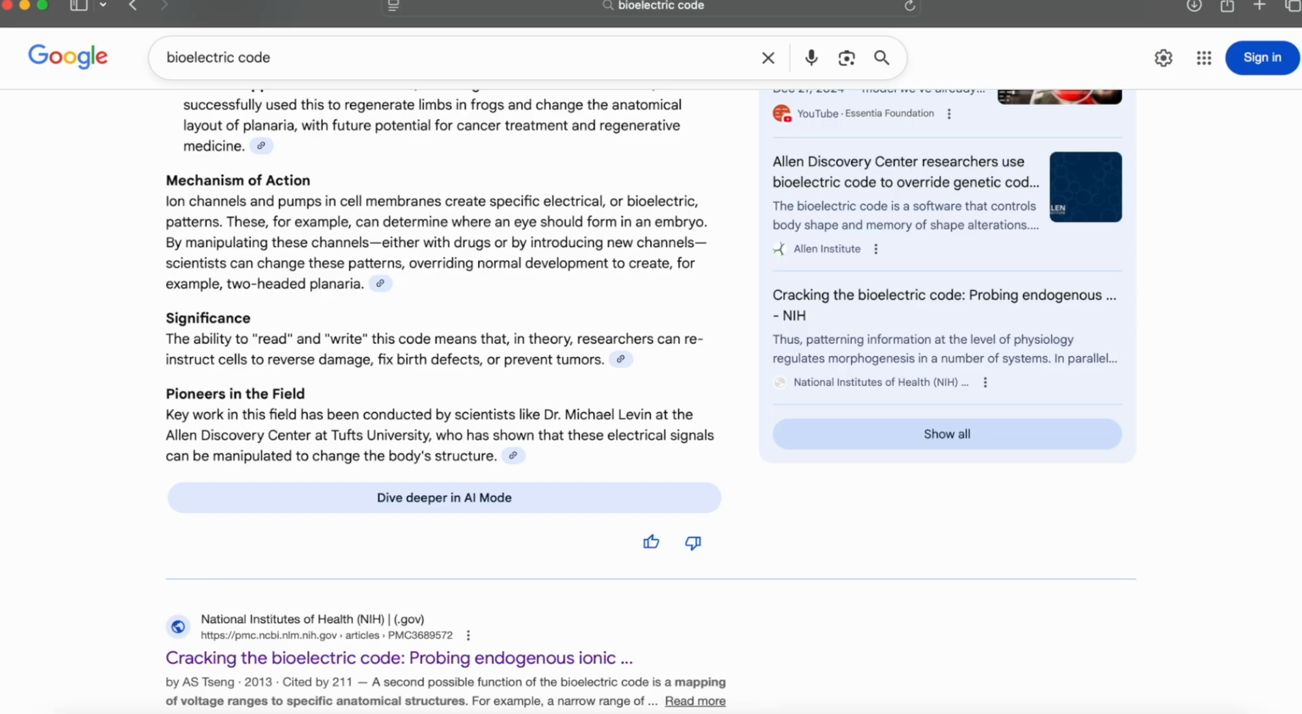Significance. The ability to read and write this code means that, in theory, researchers can re-instruct cells to reverse damage, fix birth defects, or prevent tumors. Pioneers in the field. Key work in this field has been conducted by scientists like Michael Levin at the Allen Discovery Center at Tufts University, who has shown that these electrical signals can be manipulated to change the body's structure.